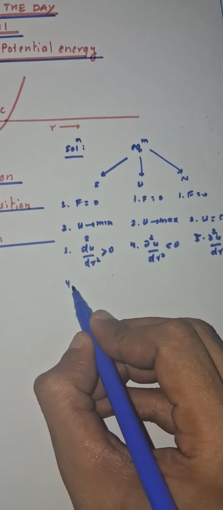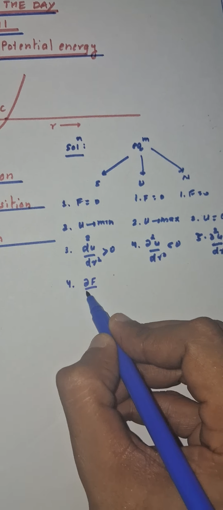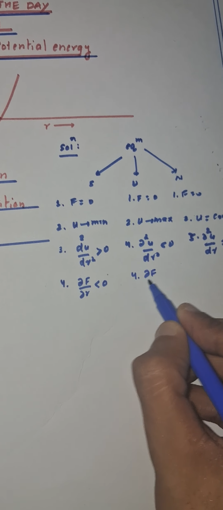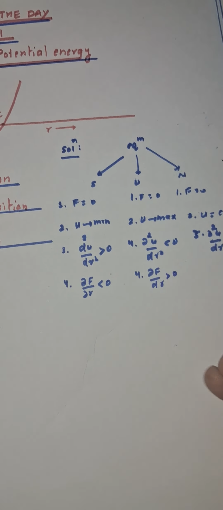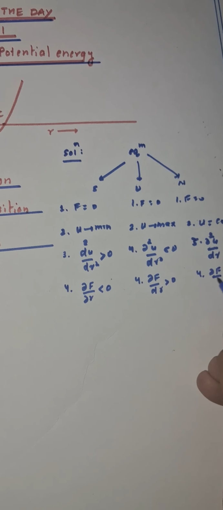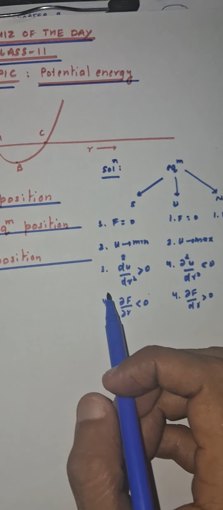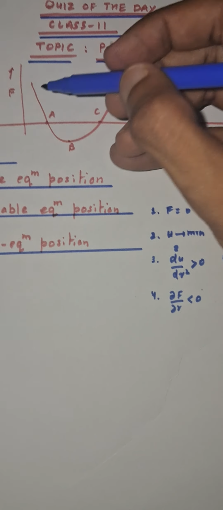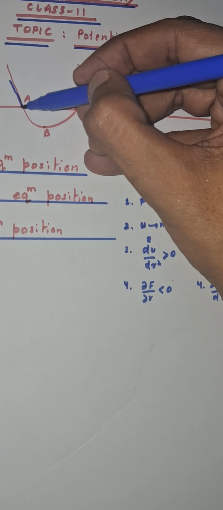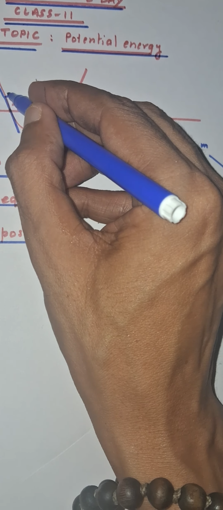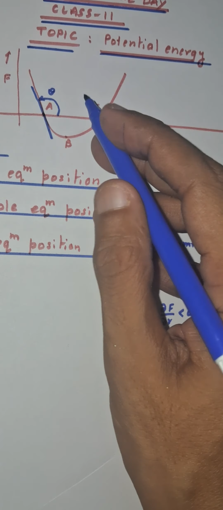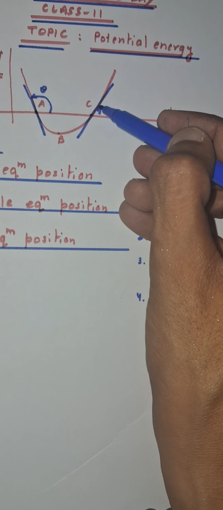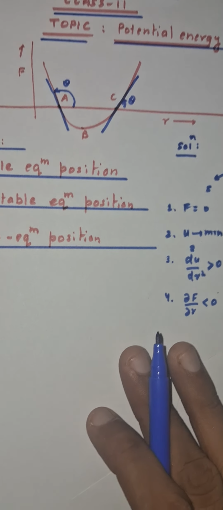This statement can be equivalently written as del F by del R. Here it should be negative, here del F by del R should be positive, and here del F by del R is zero. Now del F by del R is the slope of the tangent of the force versus distance graph. If we analyze the slope of the tangent at A, we can see that this tangent makes an obtuse angle with the R axis, and if we draw a tangent at the point C, we see this angle is acute.